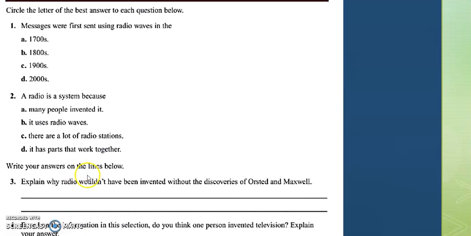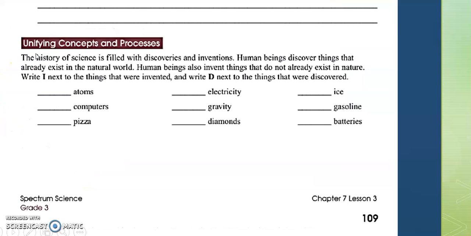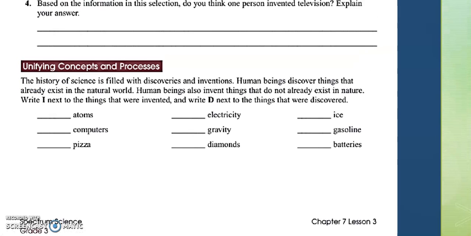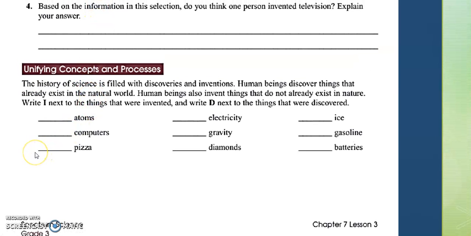The last question is, based on the information in this selection, do you think one person invented television? Explain your answer. No, it's not true. It's the same process. The television was invented in a process of dozens of inventors. For this reason, this is the answer. The last one, you're not going to do it. We are not going to complain. Only number 4, that the television is in the same process as the radio. So this one, you're not going to do it.